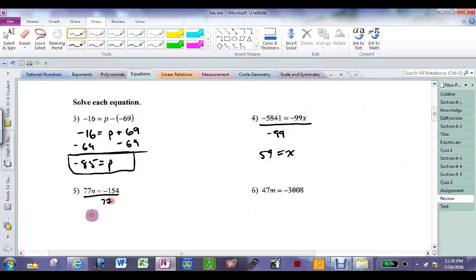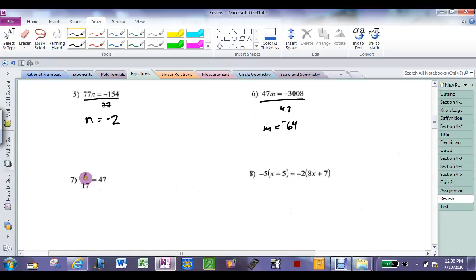Divide by 77. And not x. N equals negative 2. Divide by 47. M equals 700? No. Negative 64. Times by 17. R equals 799.